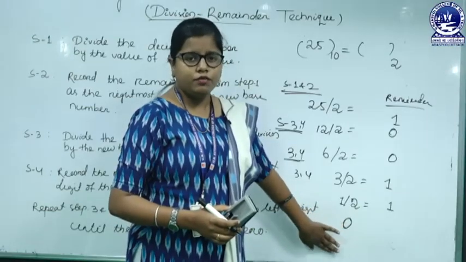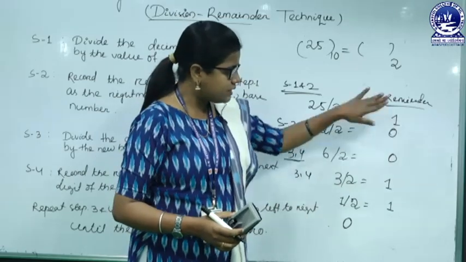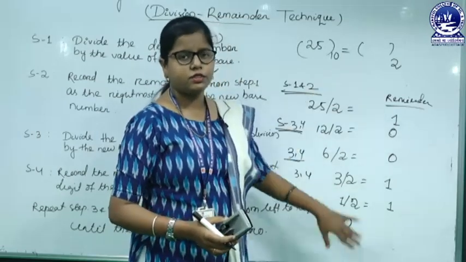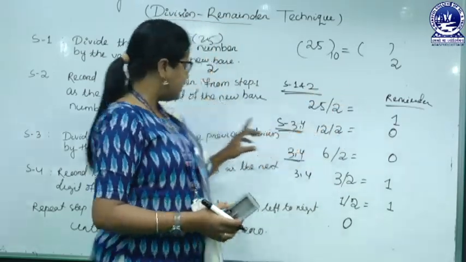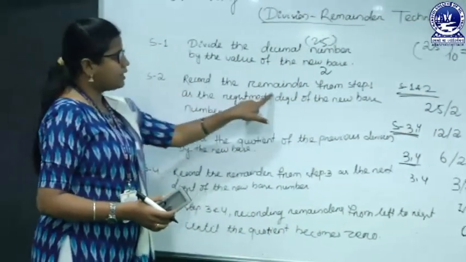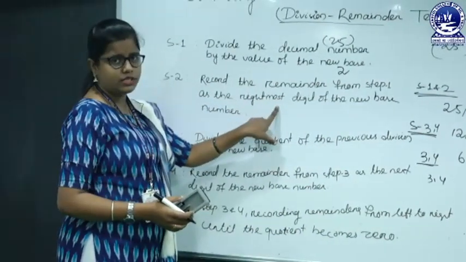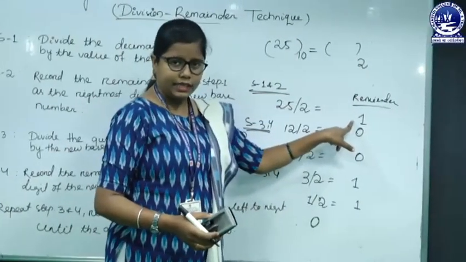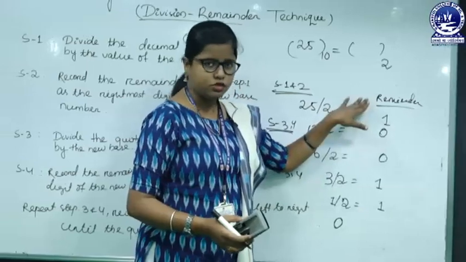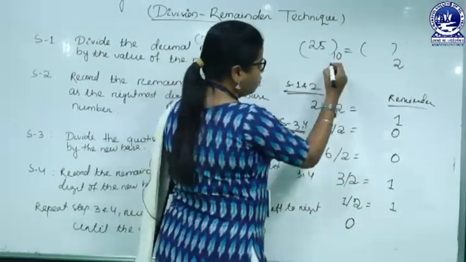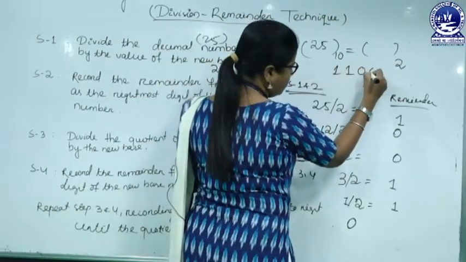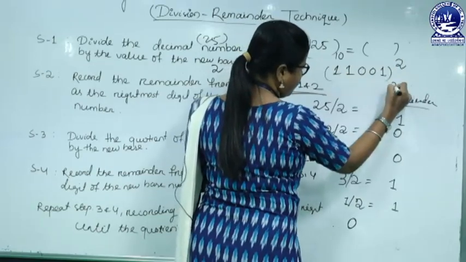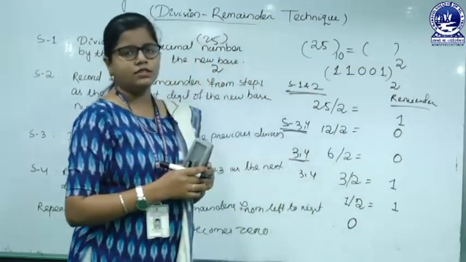Then we should arrange the digits in reverse order, from bottom to top, because here we are keeping the remainder as the rightmost digit. So this is the rightmost digit. So when we arrange these digits from bottom to top, what did we get? 1, 1, 0, 0, 1. So this is the answer.